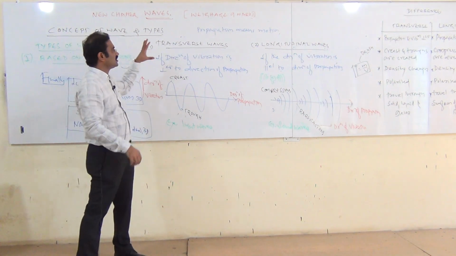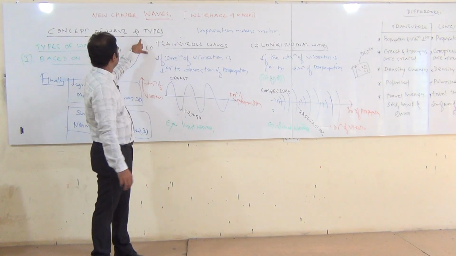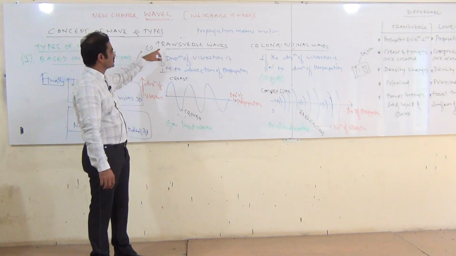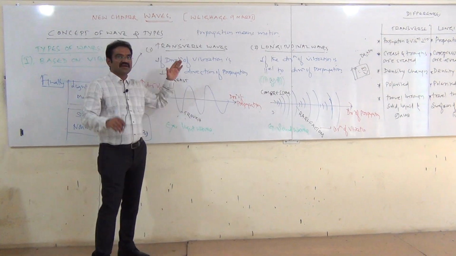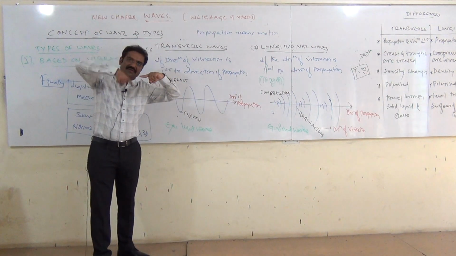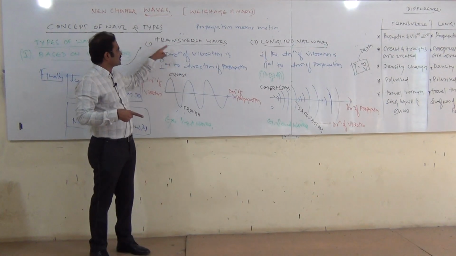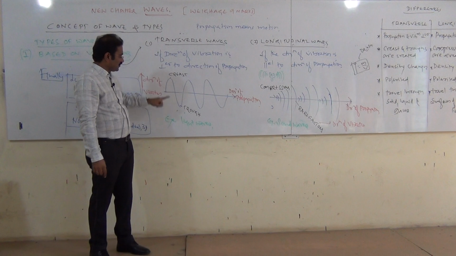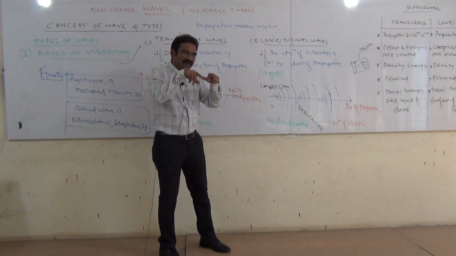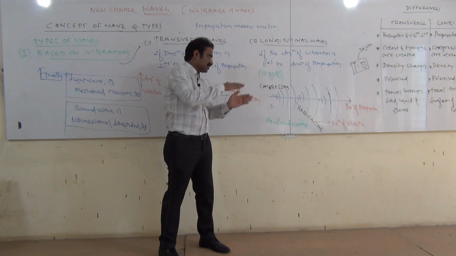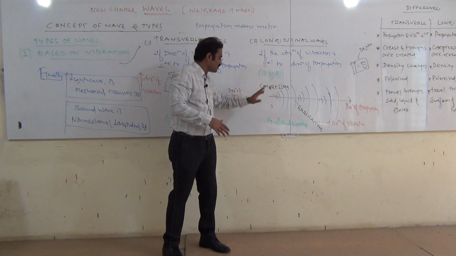Then, based on the type of vibration, this is very important. The last one is based on the vibrations. There are two types: transverse and longitudinal. If the particles of the medium vibrate perpendicular to the direction of propagation, then we call that a transverse wave. Example for that is light waves. If the particles of the medium vibrate parallel to the direction of propagation, then they are called longitudinal waves.